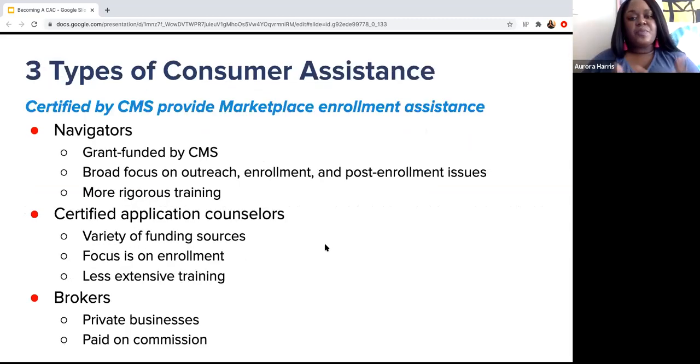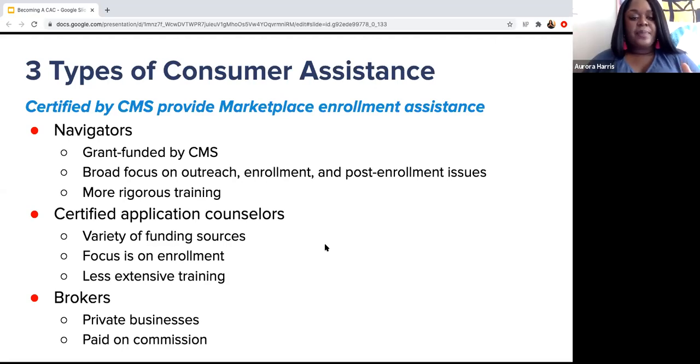So there's 3 types of consumer assistance that I've been talking about. The first one is a navigator. They are grant funded by the federal government through the Center for Medicare and Medicaid Services. They focus on outreach, enrollments, and post-enrollment issues, and they have a lot more rigorous training when it comes to enrolling people in healthcare.gov and in the Obamacare plans.